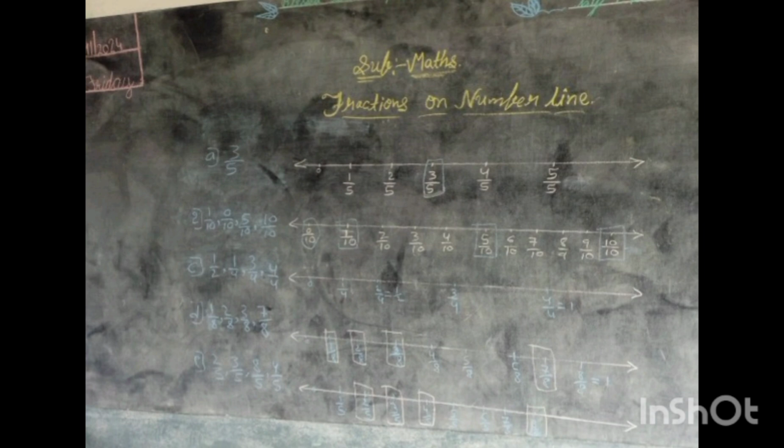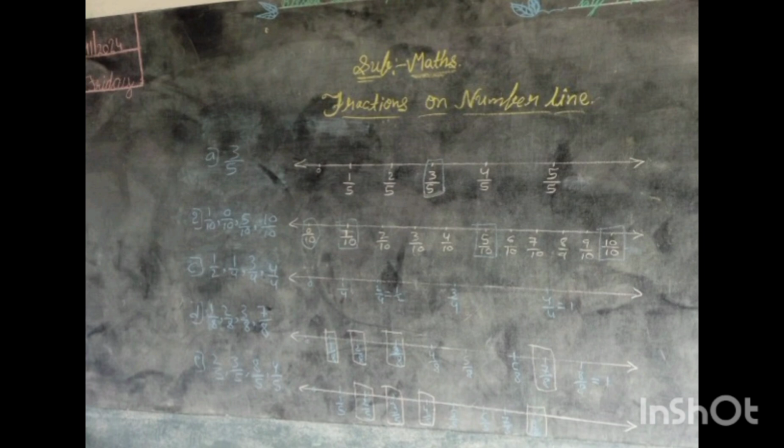First example, 3 by 5. How to present this fraction on the number line? First draw the line. Next, on the number line we should write like this: 0 by 5, 1 by 5, 2 by 5, 3 by 5, 4 by 5, 5 by 5. 5 by 5 is equal to 1 whole.